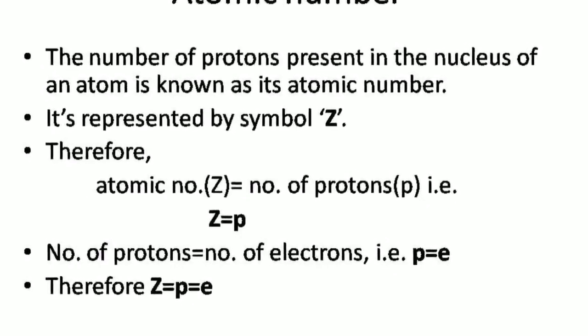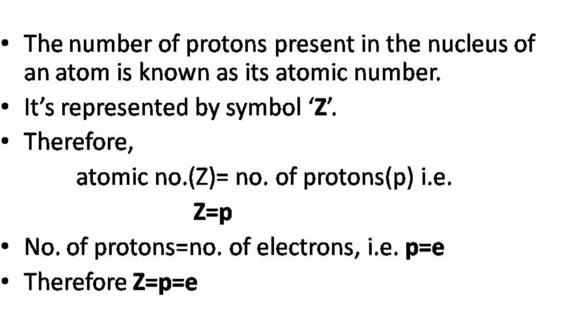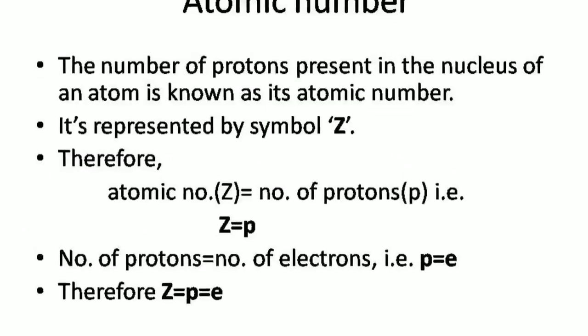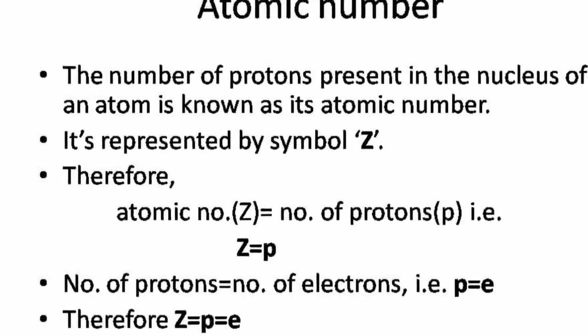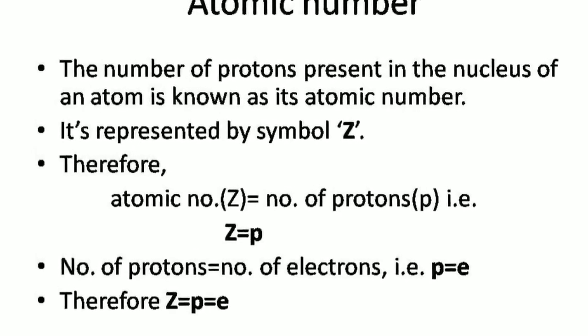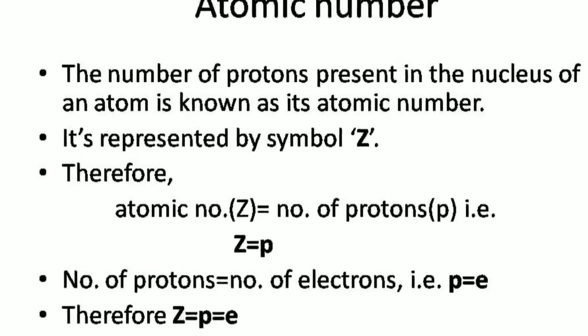As we know, in an atom, number of protons is always equal to the number of electrons, that is P equals E. Now combining the two, Z is equal to P equals E. For example, in an atom of sodium, number of protons are 11, therefore its atomic number is also 11.